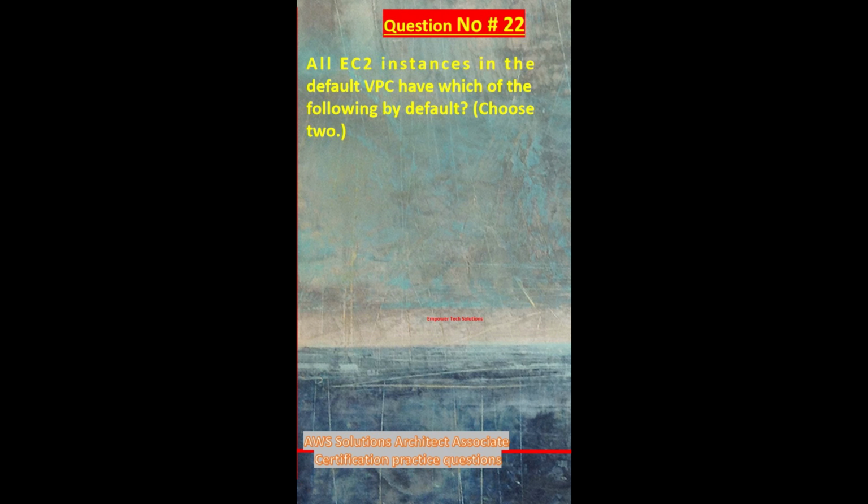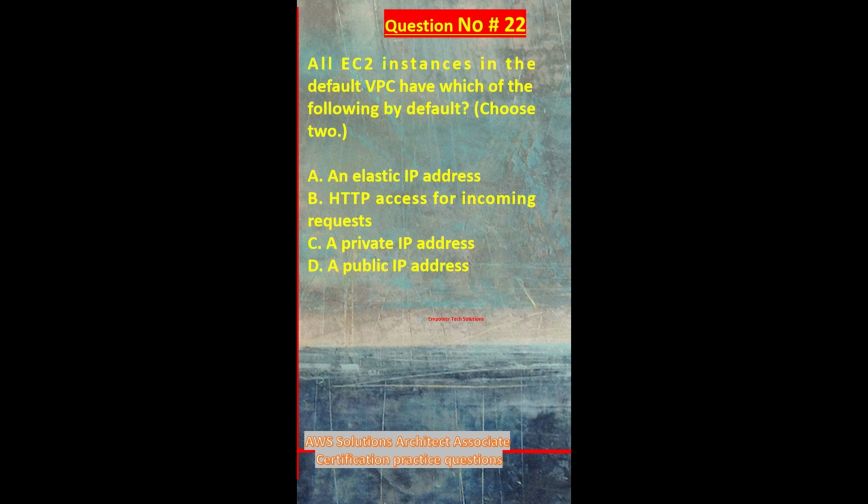All EC2 instances in the default VPC have which of the following by default? Choose 2. A. A domain and Elastic IP address. B. HTTP access for incoming requests. C. A private IP address. D. A public IP address.